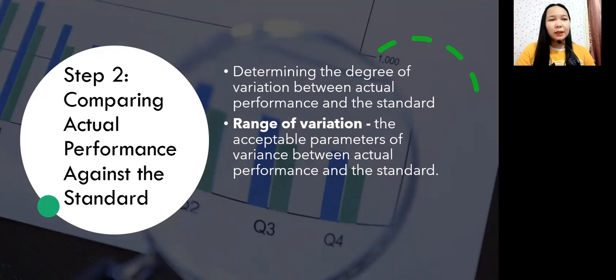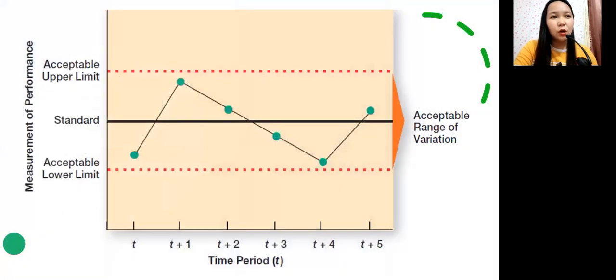So, meron tayong tinatawag na range of variation. It is the acceptable parameters of variance between actual performance and the standard. Okay. So, ito yung example natin na acceptable range of variation. Wherein, ito kasi through a graph, yung kanya, na ito yung standard. Okay? Itong part na to, for example, 0 ito, no? Itong upper limit na to, ito yung acceptable. Pag lumampas siya, hindi na siya acceptable. Okay, pag dito naman, pag lumampas din, hindi na siya acceptable.